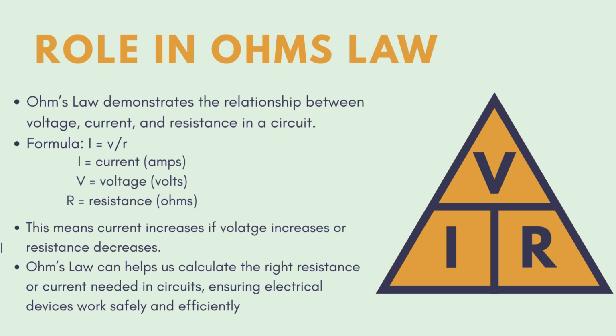Now, let's dive into Ohm's law, which relates voltage, current, and resistance in a circuit. The formula is I equals V over R, where I is current, V is voltage, and R is resistance. Ohm's law shows that as voltage increases or resistance decreases, the current flowing through the circuit will increase. This is crucial for designing circuits and ensuring devices can work efficiently and safely.